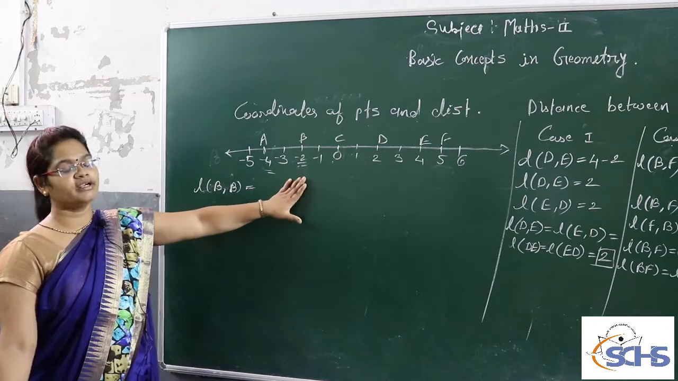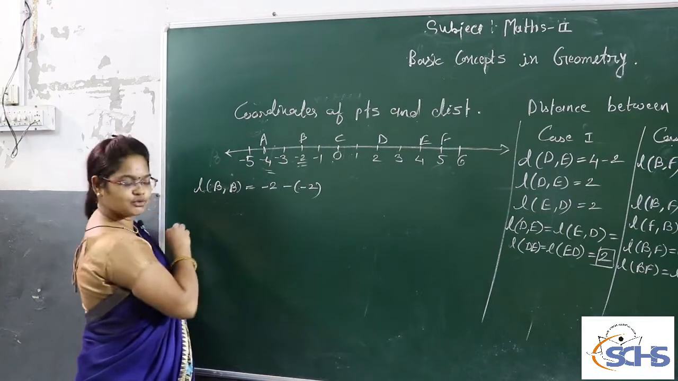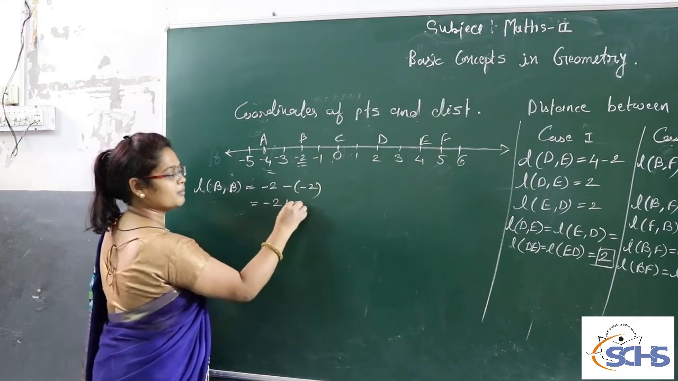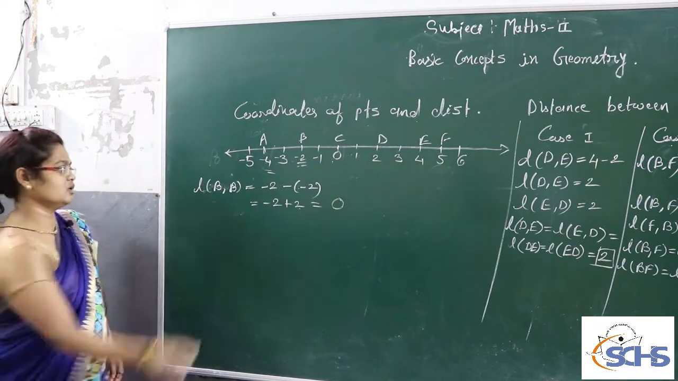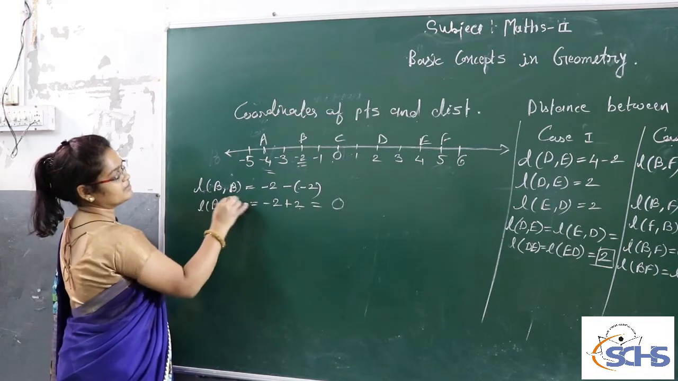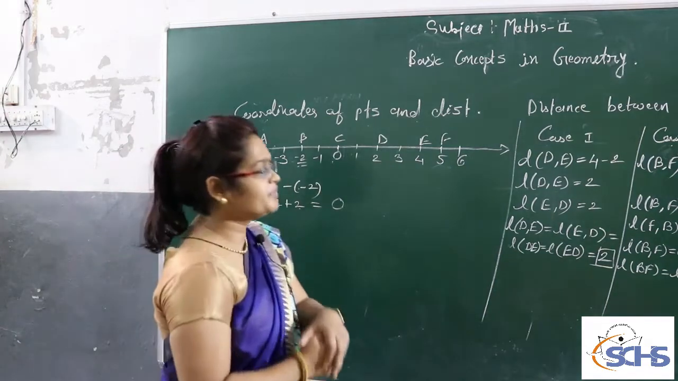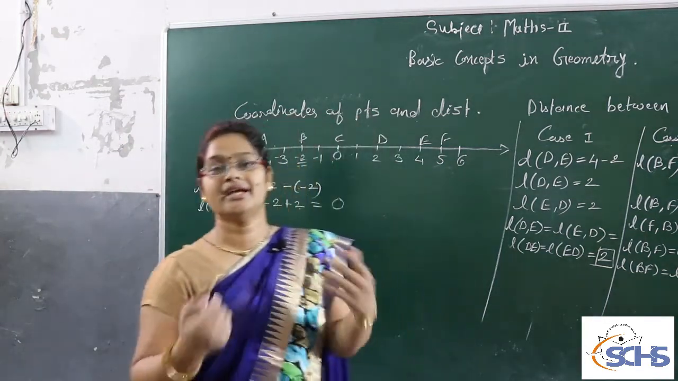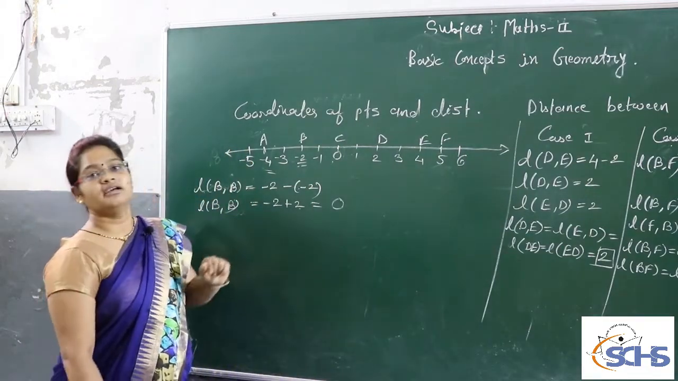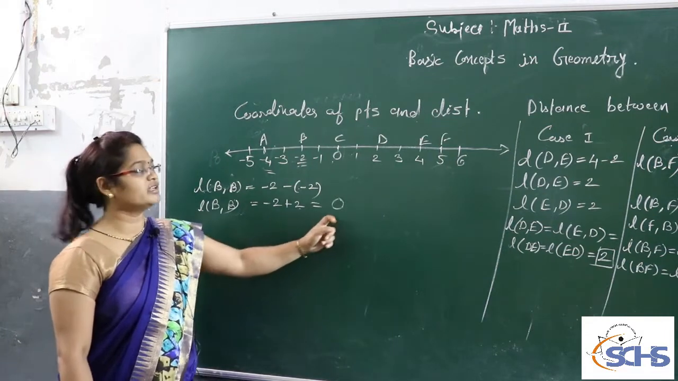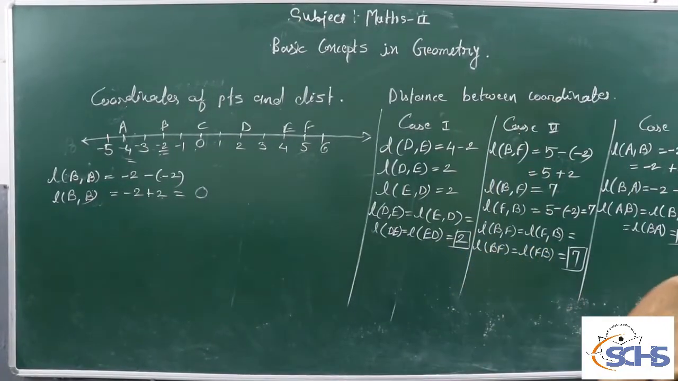Okay. So coordinate of B is -2. So this will be -2 minus of -2, that is equal to -2 plus 2, and -2 plus 2 will get cancelled. It means we get the answer as 0. So length of B comma B, that means the distance between the same point, is 0. So two things you have to remember: the distance between any two coordinates on the number line is always a positive integer, and second, the distance between the same point is always 0. Okay. After this we will see betweenness.